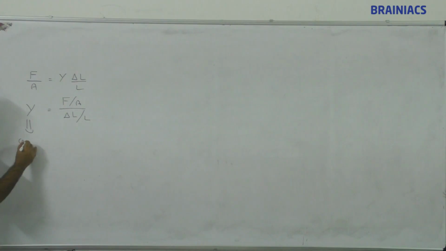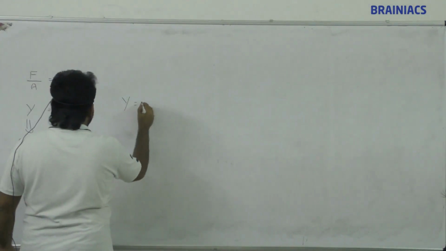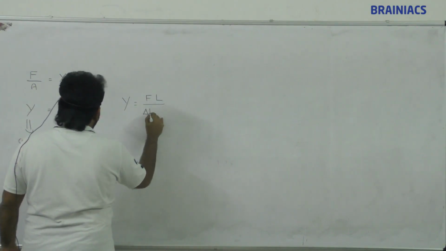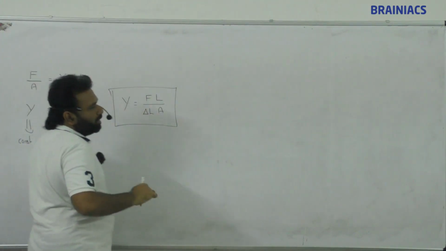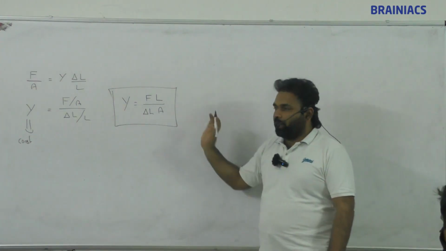Now we can write Y is equal to FL divided by delta L into A. Young's modulus is equal to FL by delta L into A.